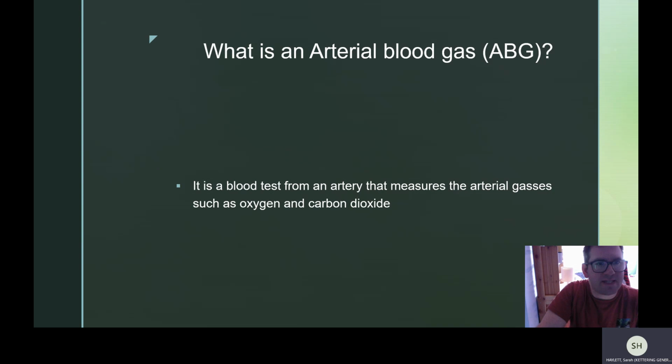So what is an arterial blood gas? An arterial blood gas is a blood test taken from an artery that measures the arterial gases such as oxygen and carbon dioxide.